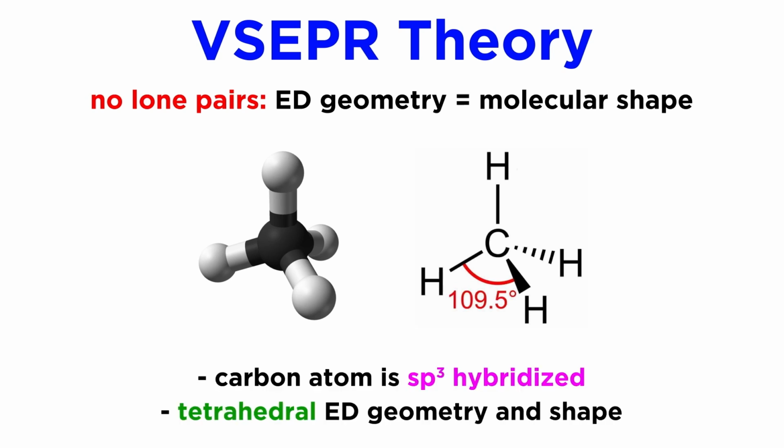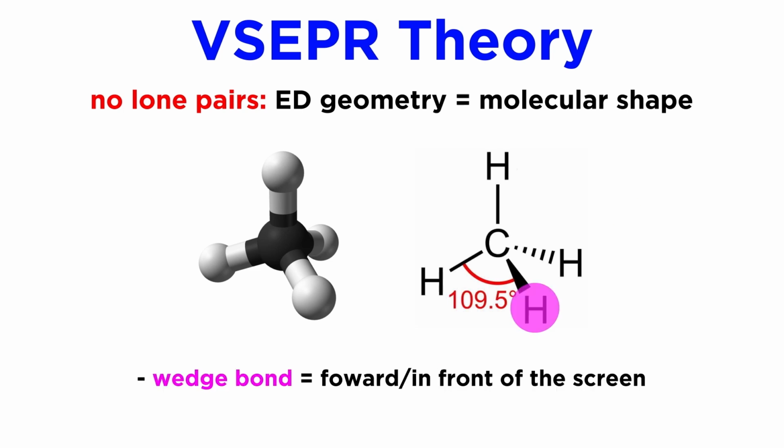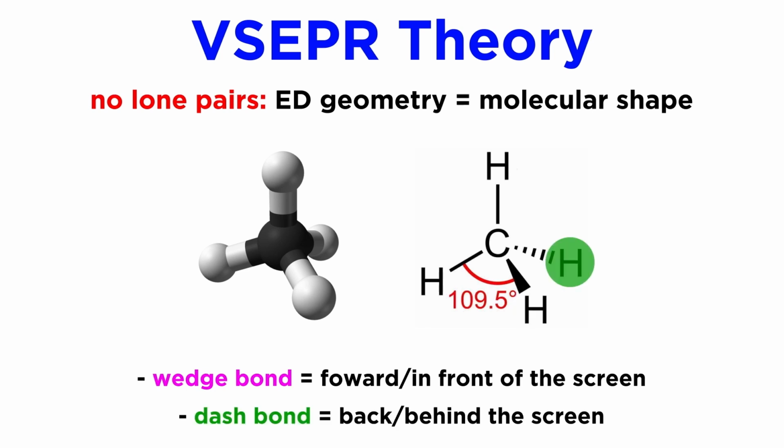We know that this molecule will be sp3 hybridized and therefore tetrahedral, and the way we represent this three-dimensional molecule in 2 dimensions is either with a ball and stick model or with dash and wedge bonds. When we use this notation, the wedge bond implies that the atom is coming towards you or is closer to you than the plane of the screen, and the dashed bond implies that the atom is going away from you or is farther away than the screen.